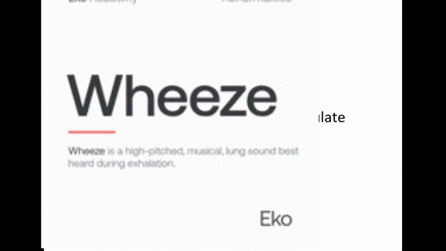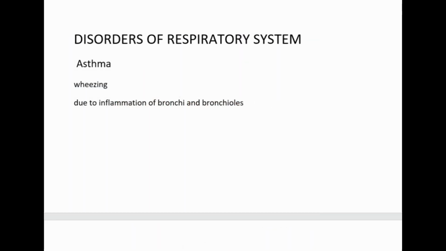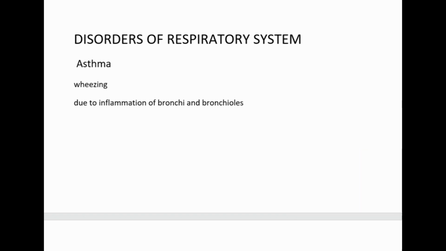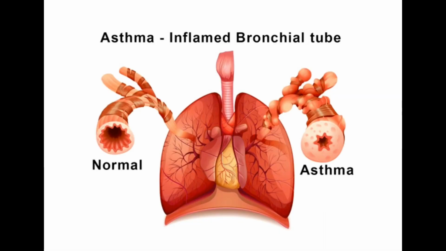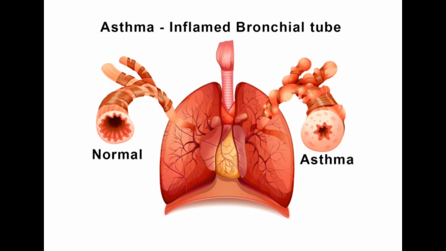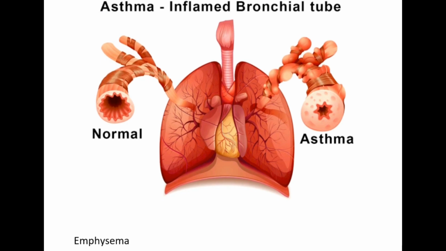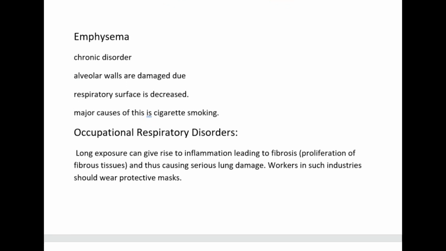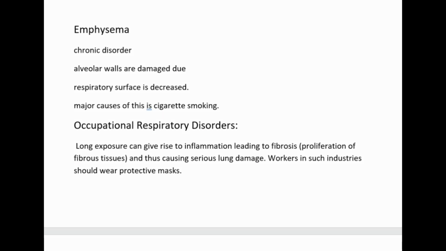So let's move on to the next concept, which is disorders of the respiratory system. The most common that all of us will be knowing by now is asthma, which leads to a condition called wheezing. Asthma is basically a difficulty in breathing, and wheezing occurs because of inflammation of the bronchi and bronchioles, inflammation of the airway passages. So this is the simple thing about asthma. Asthma is because of inflammation.